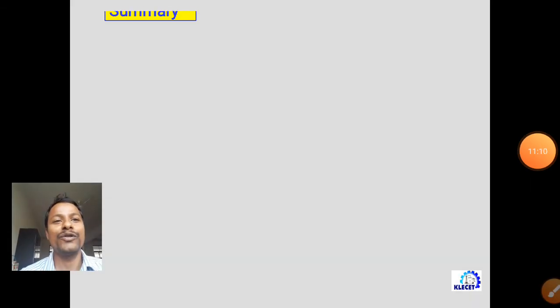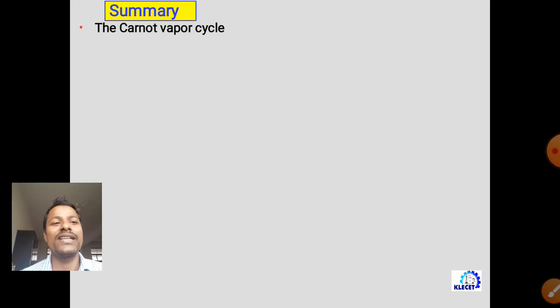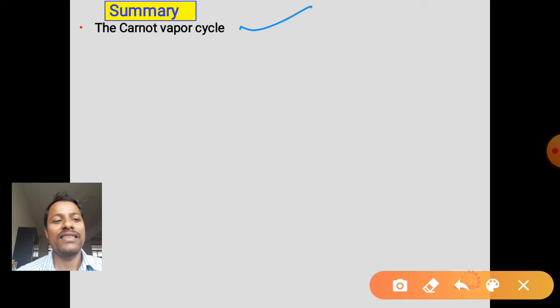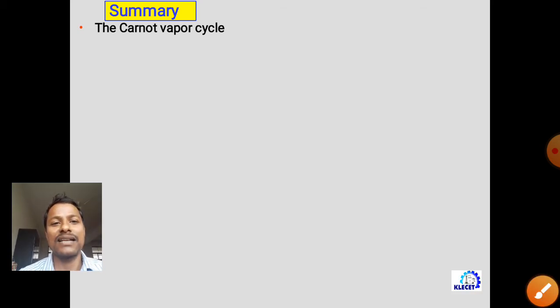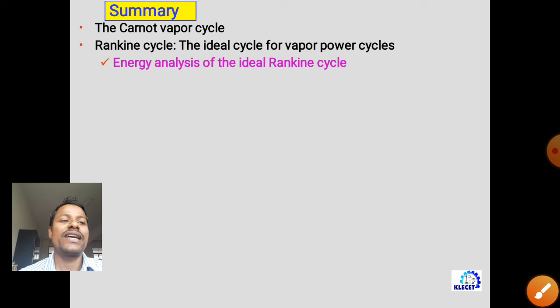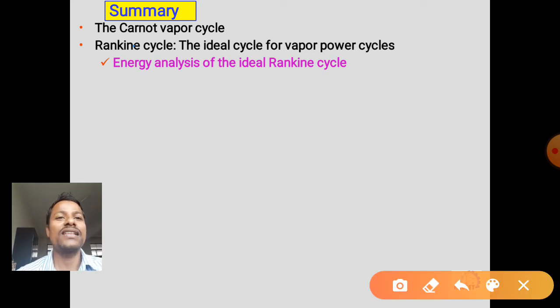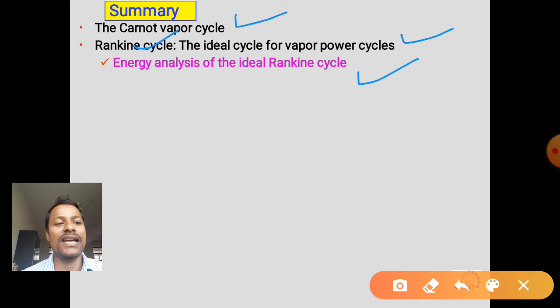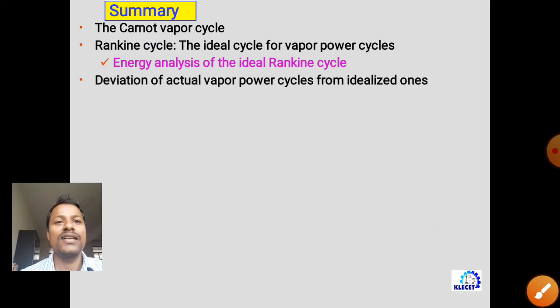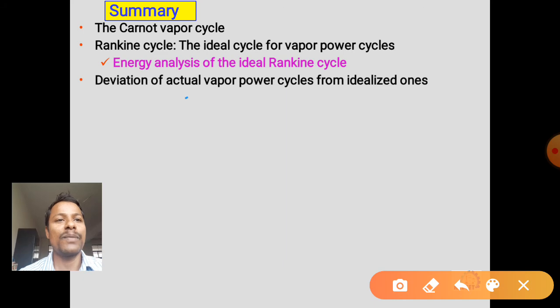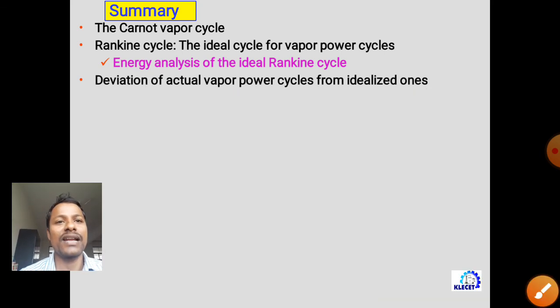So let's look into the next slide, that is a summary of this module, module number 3. Initially we discussed the Carnot cycle theory, and we solved a few problems on the Carnot cycle. Then after that we studied the Rankine cycle to overcome the limitations of the Carnot vapor power cycle. We studied the ideal cycle for vapor power cycles, then energy analysis of the ideal Rankine cycle. Then the deviation of the actual vapor power cycle from the idealized ones, what were the reasons, and we have solved numericals on the ideal Rankine cycle as well as the actual Rankine cycle.